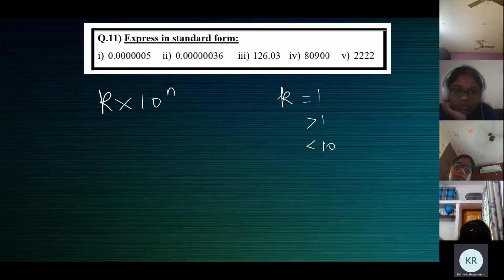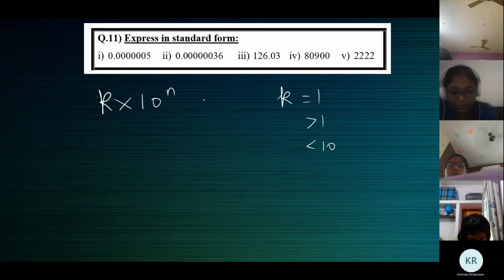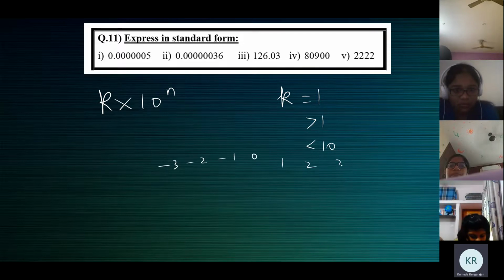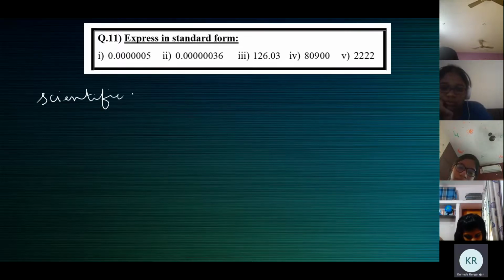And n is any integer. Meaning n can be -3, -2, -1, 0, 1, 2, 3, 4, any integer. So make a note of this: scientific notation or standard form.